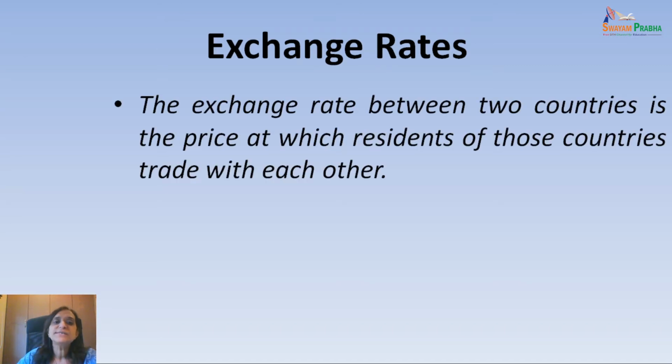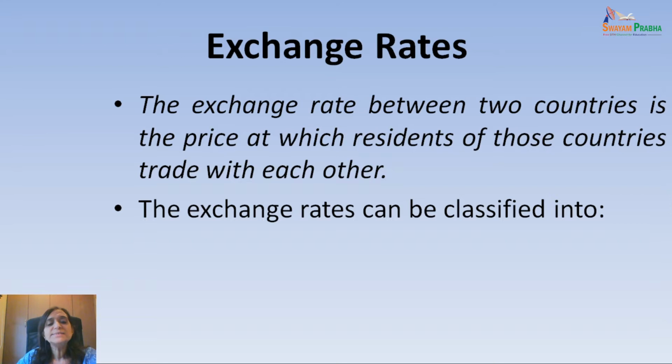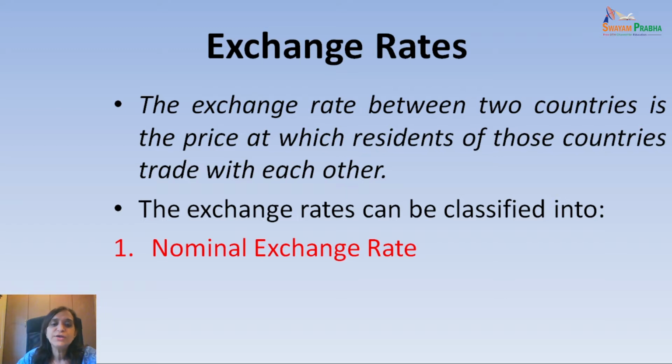Learners, exchange rate is defined as the rate between two countries, the price at which residents of those countries trade with each other. So, what is exchange rate? Exchange rate between the two countries is the price at which residents of those countries trade with each other. Or in simple words, it is that rate at which currency of one country gets converted into the currency of another country. So, these exchange rates can be classified into nominal exchange rate or real exchange rate.